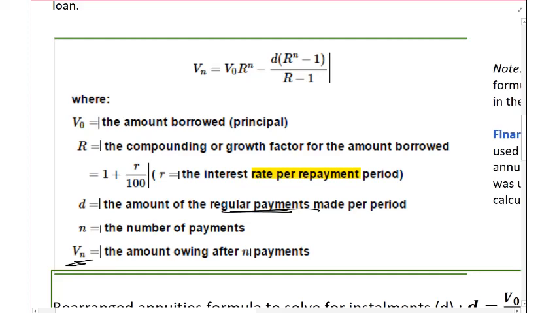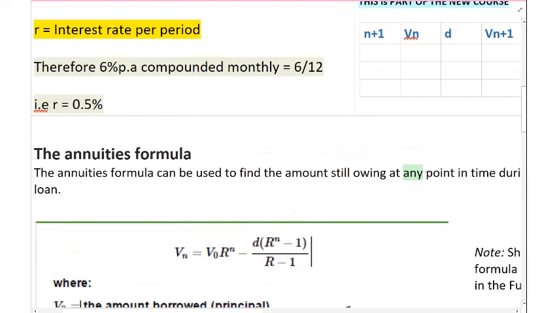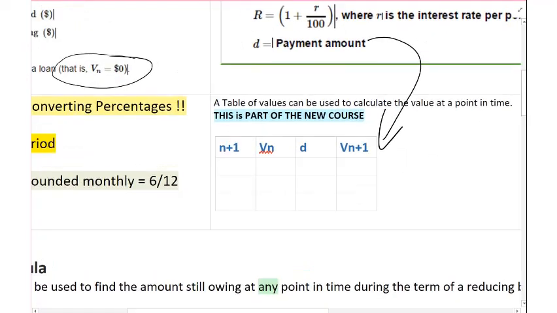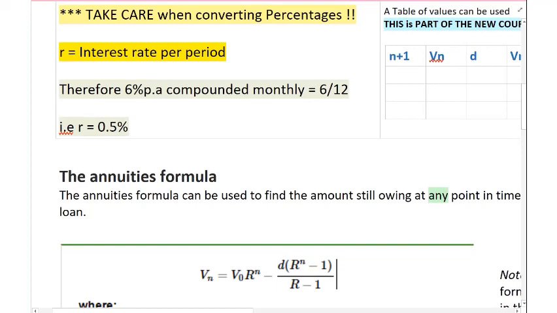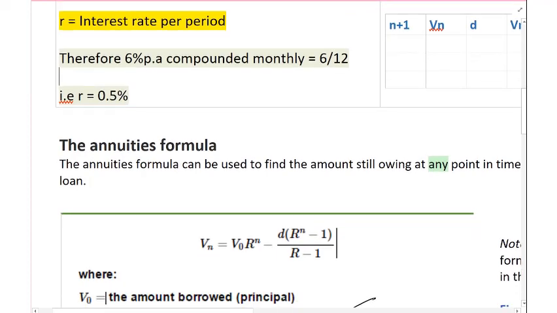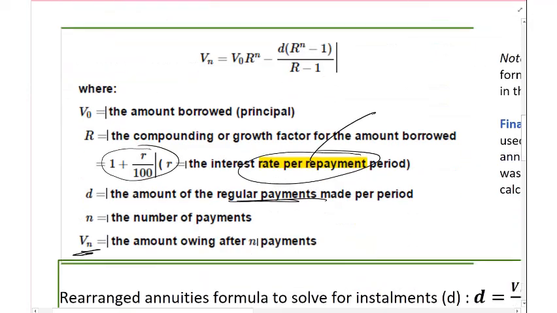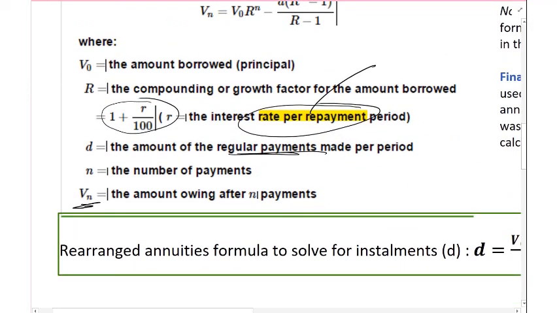R is a compounding growth factor. So remember, that's represented by 1 plus R over 100, and it's the rate per interest period. This is where you convert into percentages. The interest rate per period, so for 6% per annum compounded monthly, that's 6 divided by 12, okay? That's what you need to do. If it's 7.5% compounded monthly, 7.5 divided by 12, okay? That's what I should have said. That's what you need to calculate there, and that becomes 1 plus whatever that value is divided by 100.